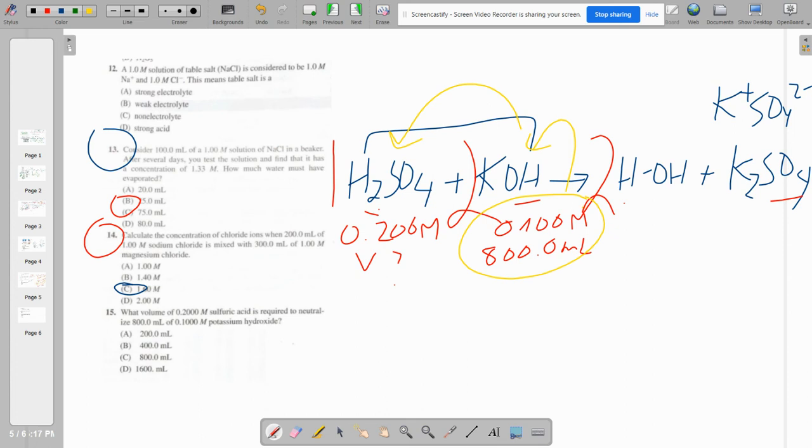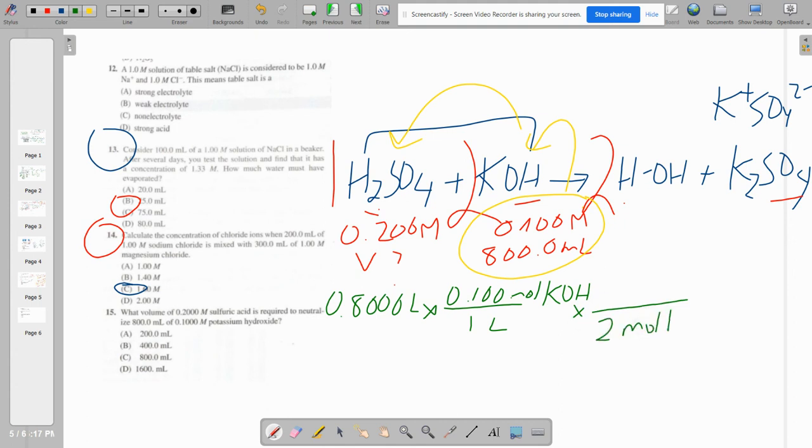So let's do that. Let's see here. I'm going to go ahead and convert my milliliters to liters. Then I'm going to multiply by the molarity, moles per 1 liter, and that's for my KOH. And then for 2 moles KOH, you're going to neutralize 1 mole sulfuric acid.